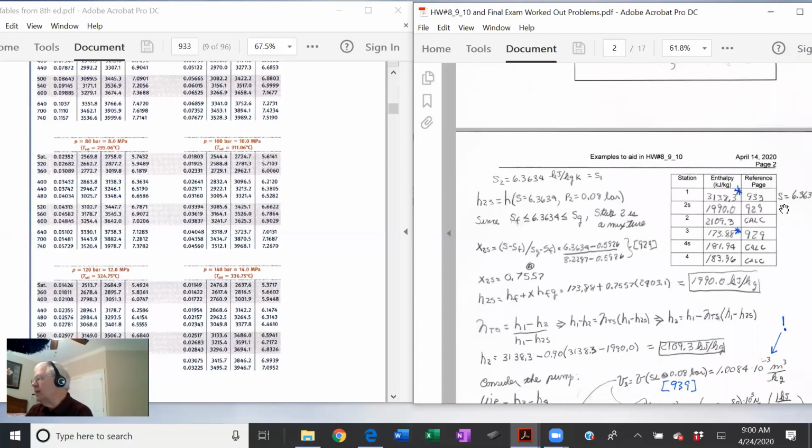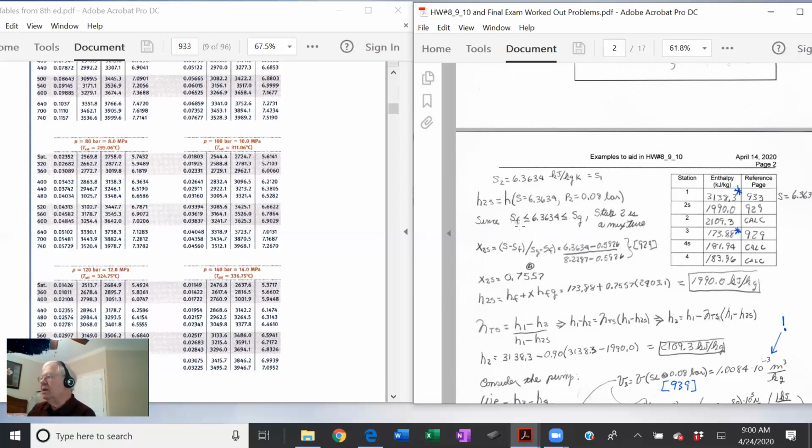So let's look up. By the way, we looked up S1, let me go back to that. Here's the 80 bar, 400 degrees, S1, 6.3634 kilojoules per kilogram K. There it is. So we know S2 is equal to that. So we want to find H2S, which is a function of S2, 6.3634, and P2, 0.08 bar. So that's what we know about state 2S.